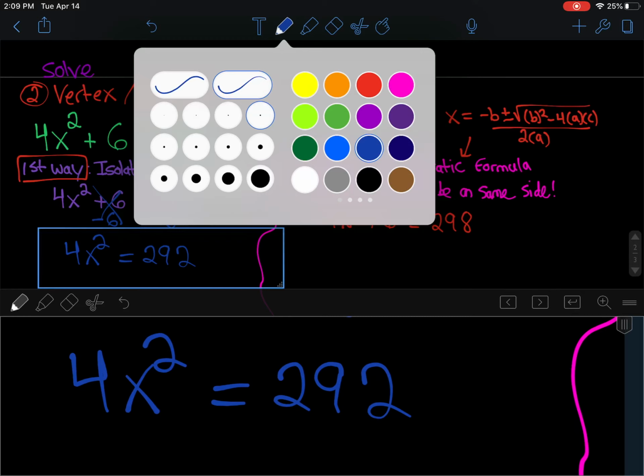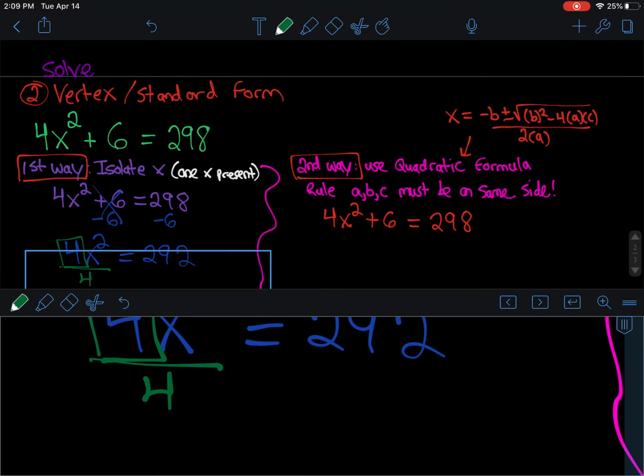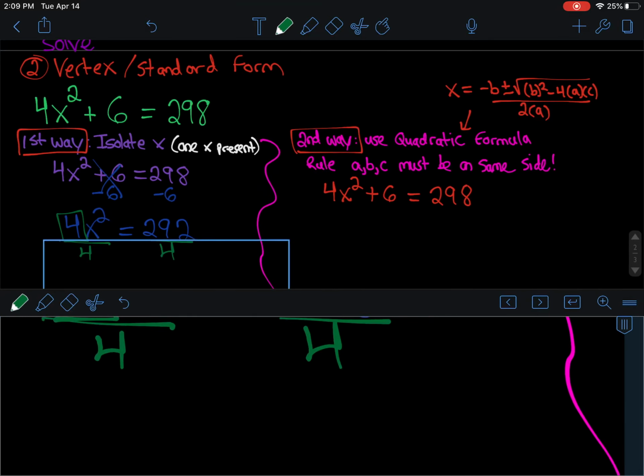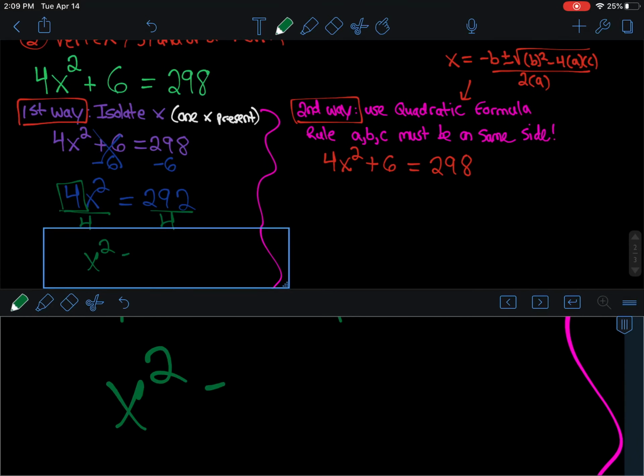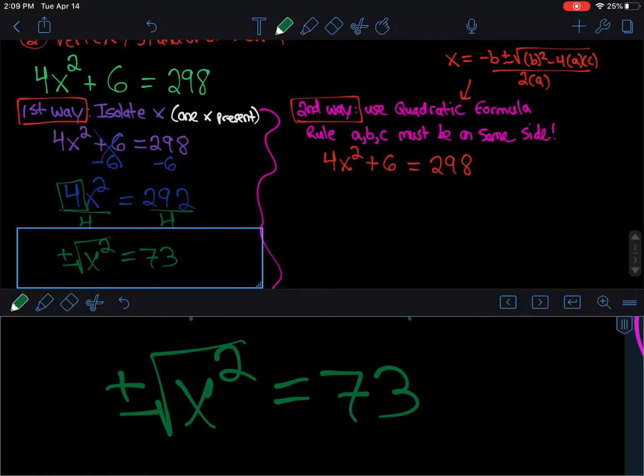You've got to make sure the numbers in front are taken care of, meaning there's a 4 here. So you have to divide by 4 before you take the square root of both sides. You get x squared equals 73. Now you're going to notice that's not a perfect square, which is totally okay.